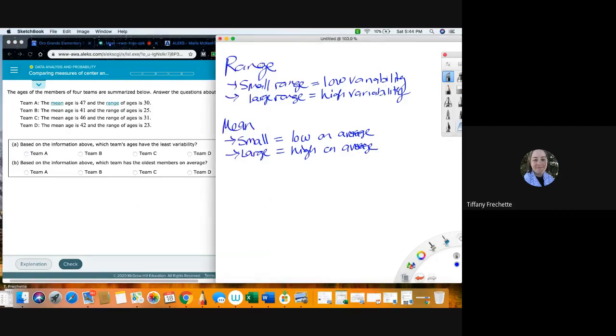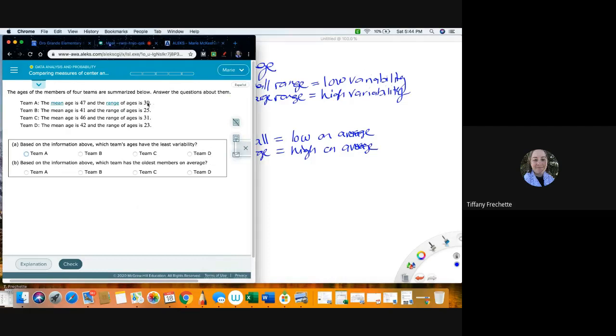So we want to look at range if we're thinking about variability. So we want to look at the one that has the smallest range. Go to the range numbers here and ask, which one's the smallest? Well, that would be D because D has a range of 23. So let's go with team D on that one.